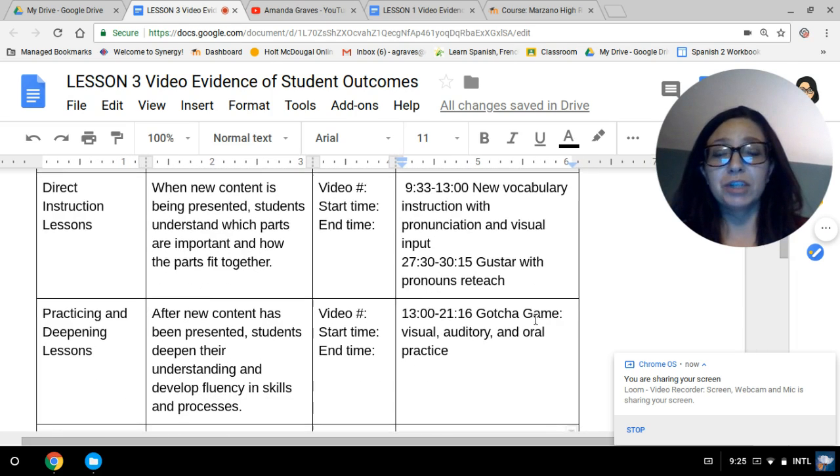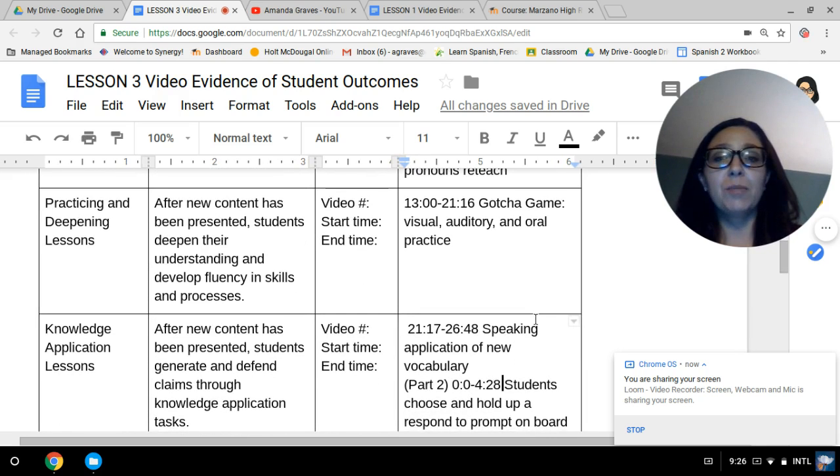Direct instruction: we had two phases of direct instruction during this lesson. We had the new vocabulary, which was school items, pen, pencil, desk, seat, and we played a game with that. And the second direct instruction section was about Gustar and how to better use it with clarifiers.